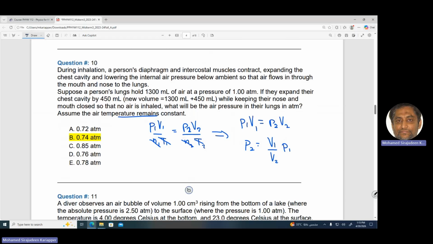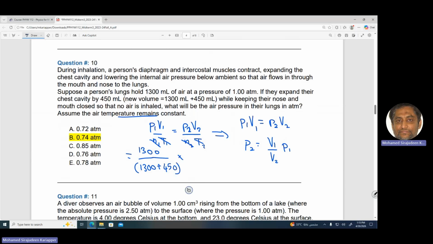If you don't like this algebra, you can write the whole equation in the calculator with the equal sign and ask the calculator to solve for the unknown. Okay. Here it's not a difficult one. V1 and V2 can be in the same unit. You don't have to convert it into meter cube. So what is the initial volume? 1,300. What is the final volume? 1,300 plus 450.